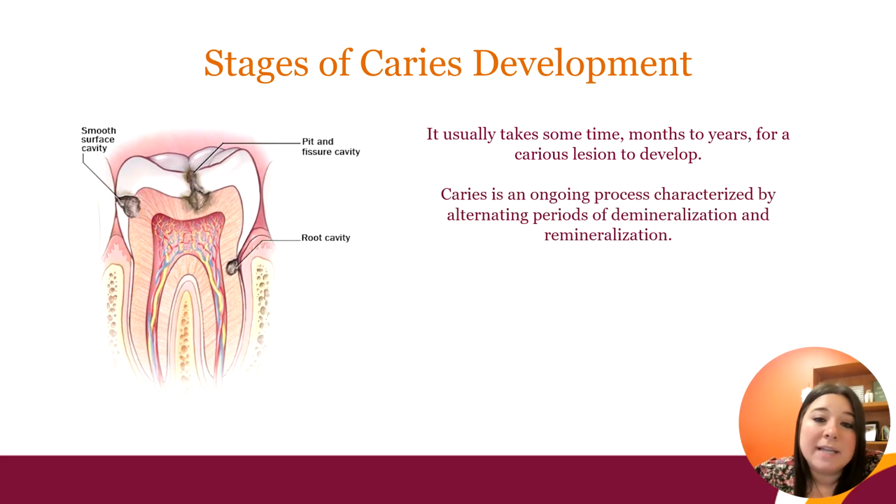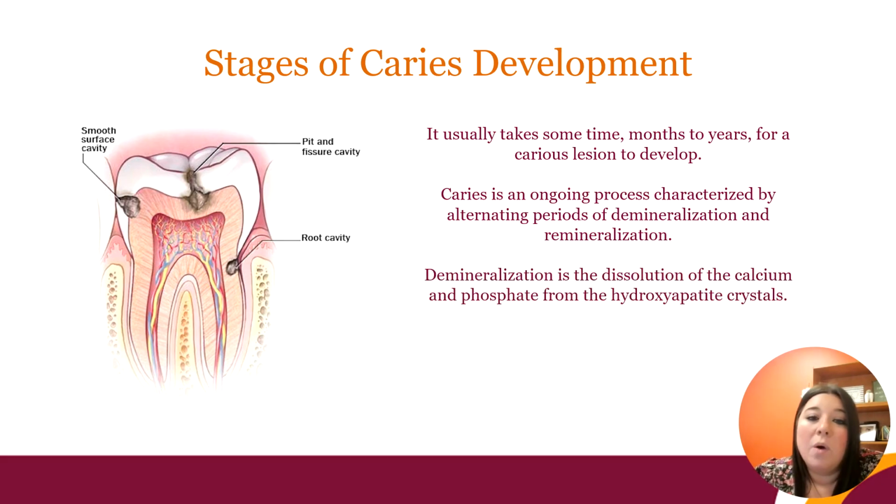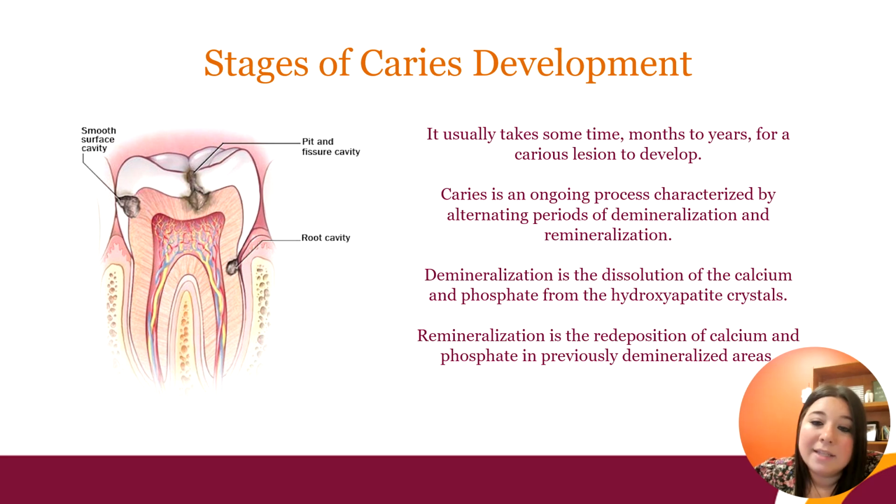But the caries process is an ongoing process, usually characterized by alternating periods of demineralization and remineralization. Demineralization is the dissolution of the calcium and phosphate from the crystals inside of the enamel, whereas remineralization is the redeposition of calcium and phosphate in those previously demineralized areas. So in demineralization, they're losing minerals. In remineralization, the body's putting those minerals back in there.